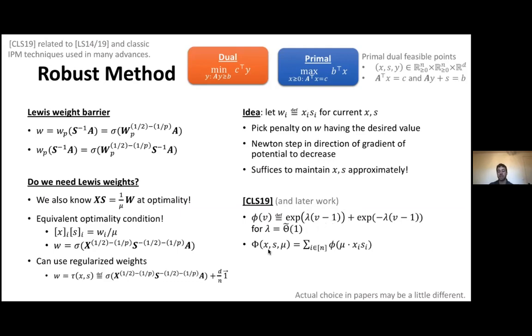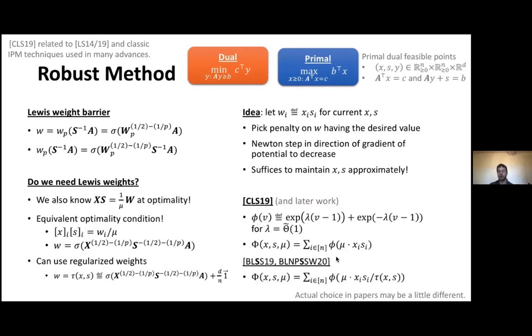And we'll simply set our potential to be the sum over all the coordinates of mu times phi of mu times xi si. So this is just some exponential penalty on having xi si actually being equal to 1 over mu.